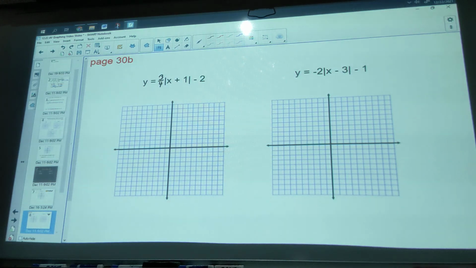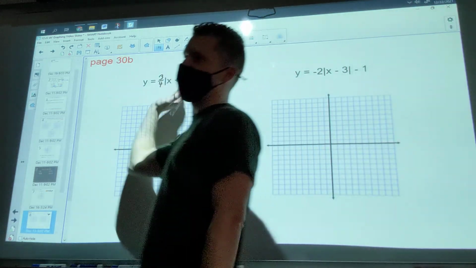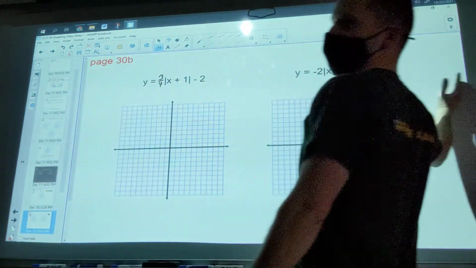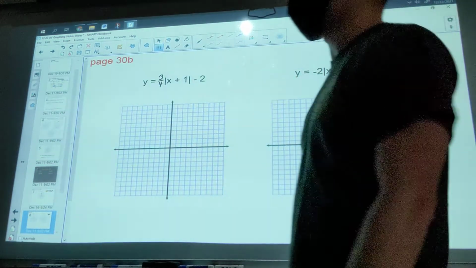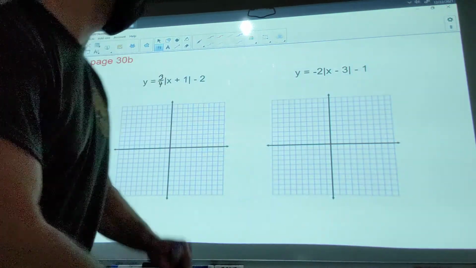You want to know why there are B pages? Because those are added pages after the fact. If I had added this in and made it 31, then I would have to change every single page after that. So this keeps the page numbers on plans and things like that the same. So you can go ahead and work on these 2.